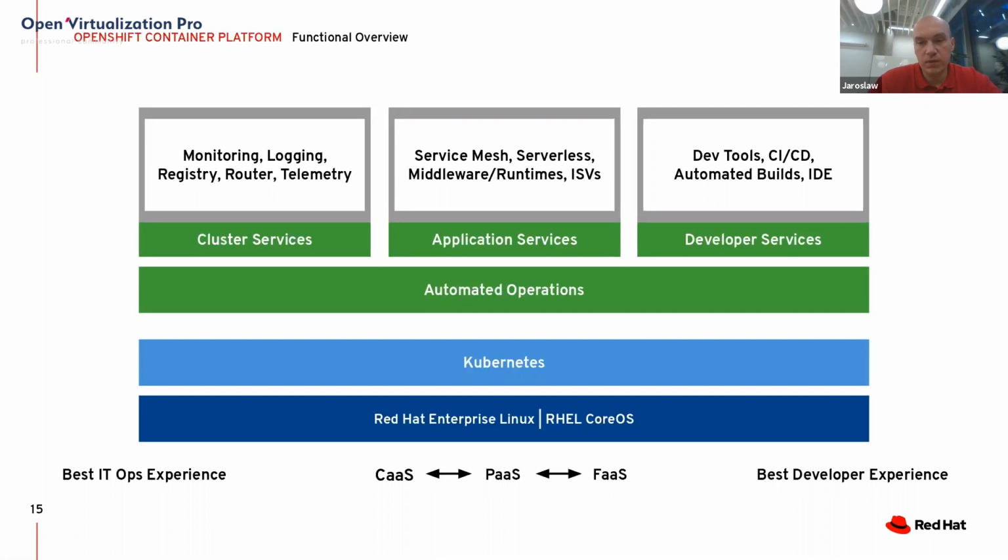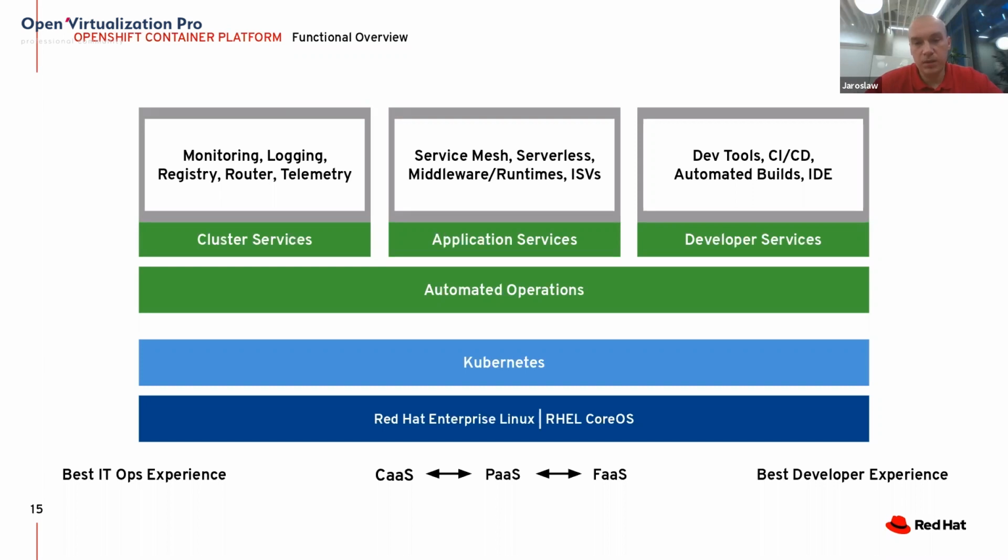So OpenShift gives you all the tools you need to containerize your application, build it, deploy it and run it in production. OpenShift is based on Kubernetes, which is de facto standard for containerized applications. It also includes Red Hat Enterprise Linux operating system. And also in the recent version, we introduced RHEL CoreOS, which is lightweight version of Red Hat Enterprise Linux, which is dedicated for running containerized workloads and Kubernetes.